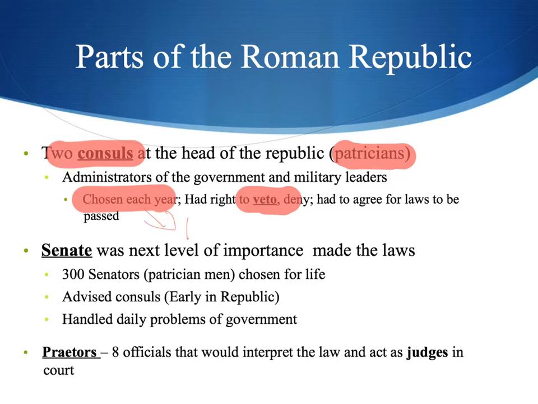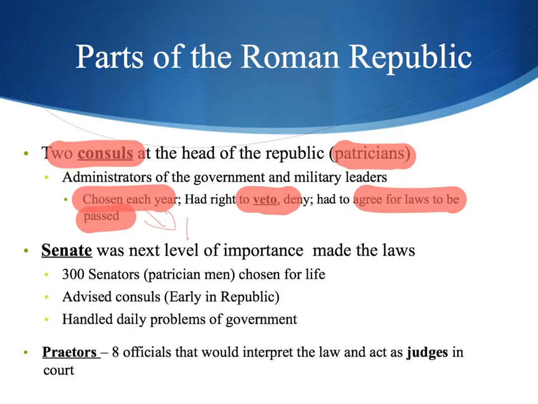So let's say you have one consul that wanted to ban certain aspects of trade. In order for that to go into effect, both consuls had to agree. If one didn't agree, then the law was not passed. They both had to agree in order for laws to be passed.